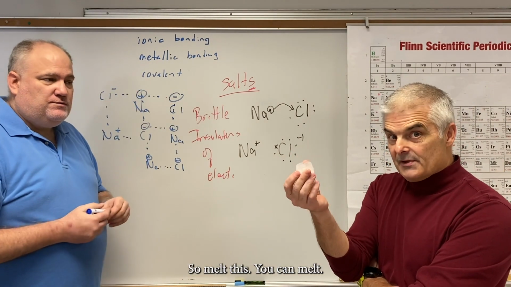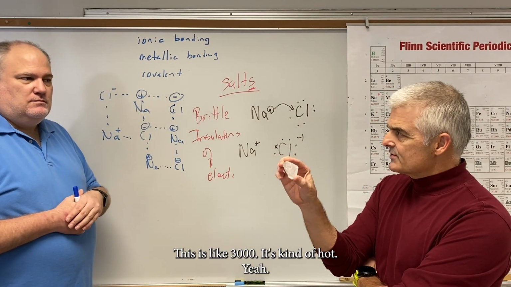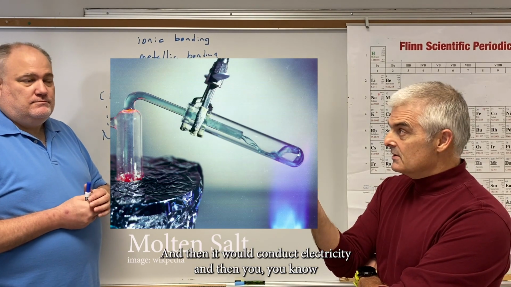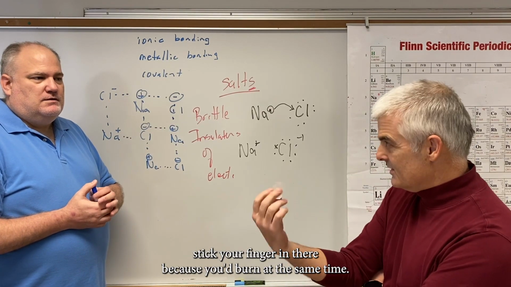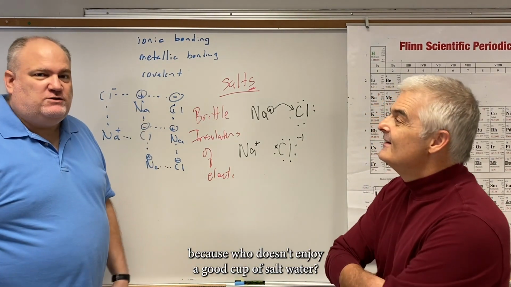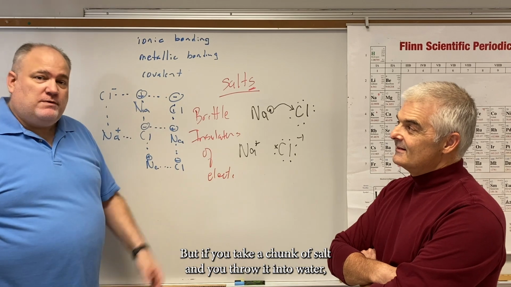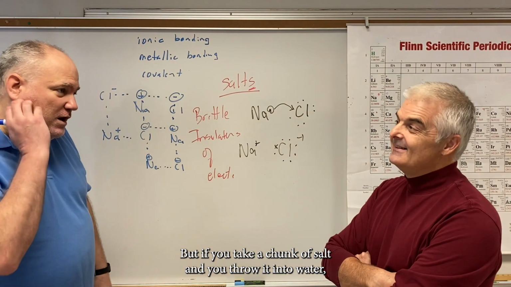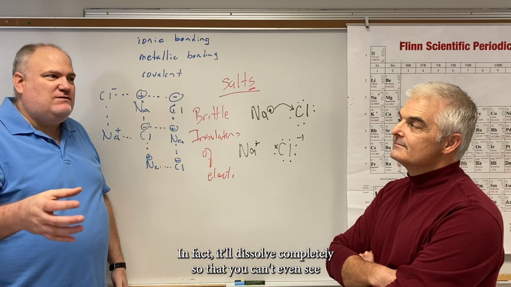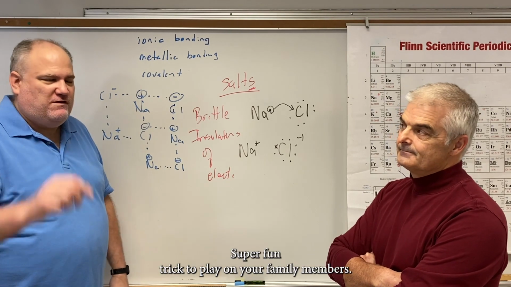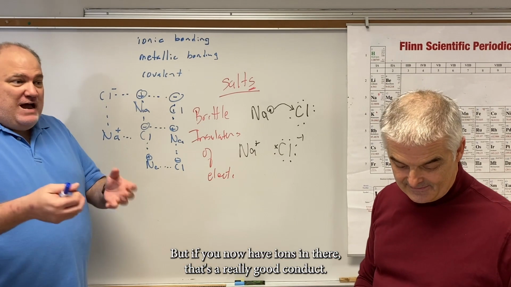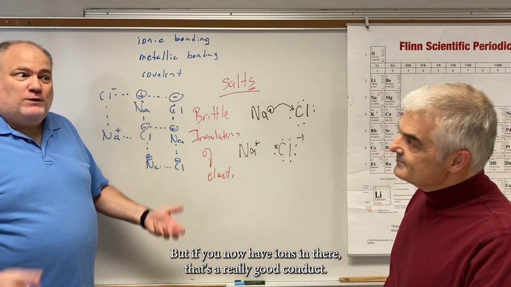If you melt this, it's like 3,000 degrees. Crazy hot. Then it would conduct electricity, but if you stuck your finger in there, you'd burn. It would be a bad day for you. The other thing you can do, and you've probably done this before: if you take a chunk of salt and throw it into water, all the ions will break apart. In fact, it'll dissolve completely so that you can't even see that you're drinking salt water. Don't do that either. But if you now have ions in there, that's a really good conductor of electricity.